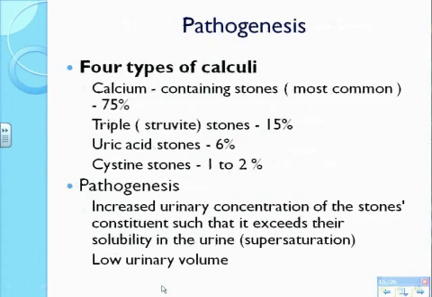The 4 types that I expect you to memorize for your test are the calcium-containing stones, the most common, at 75%. The next one is struvite stones, also called triple phosphate, at around 15%. Uric acid stones account for 6%, and cystine stones account for 1 to 2%. Basically, all these stone formations are due to increased urinary tract concentrations of precipitates. As a consequence, the urine begins to supersaturate and starts forming crystals, eventually forming a stone.